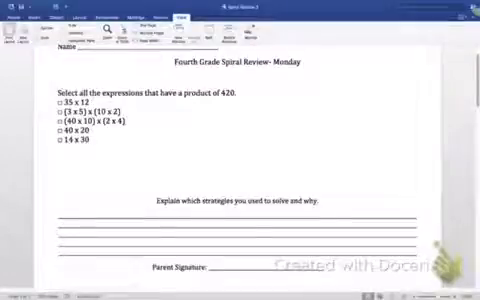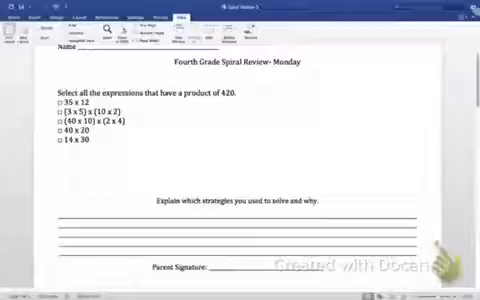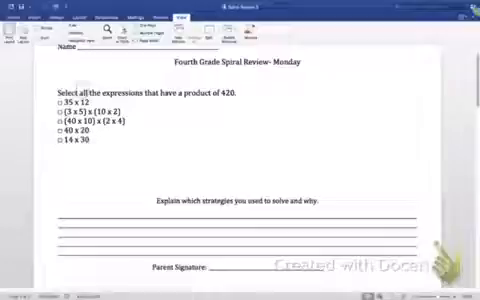This is Monday's Spiral Review. The question says select all the expressions that have a product of 420. The key here is all. That means there's going to be more than one correct answer. And a product means that we need to multiply. It's got to equal 420.